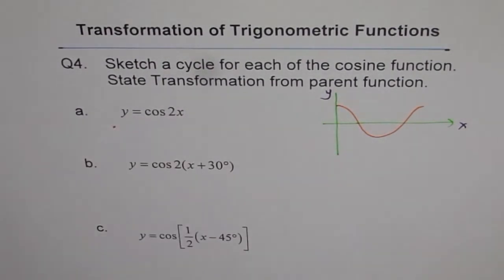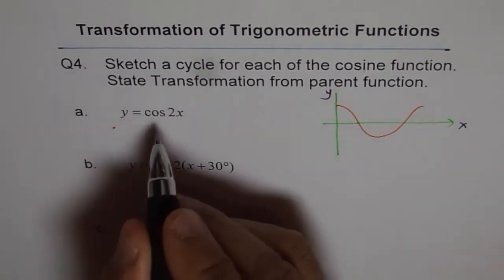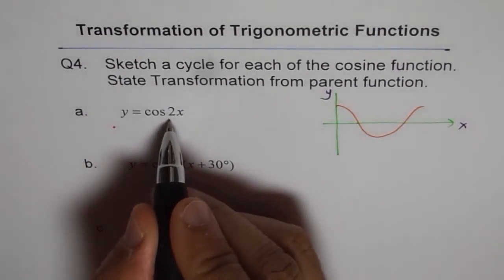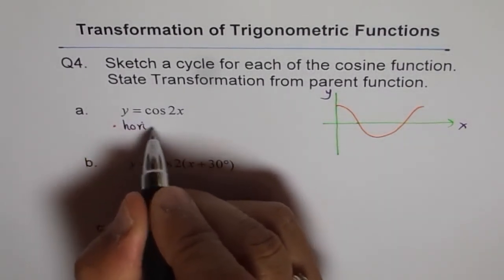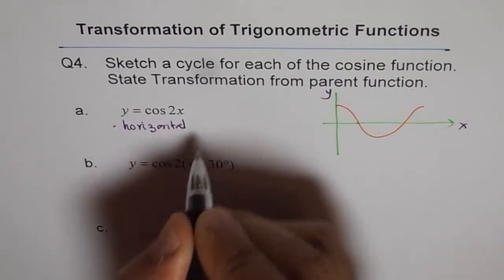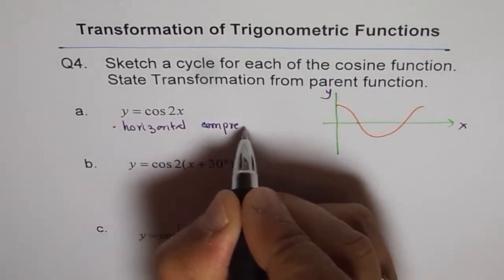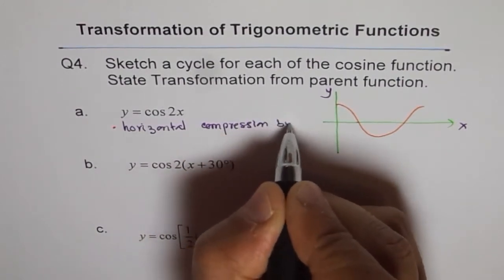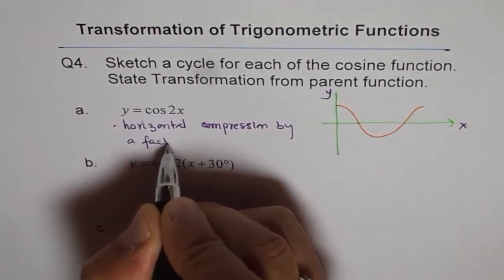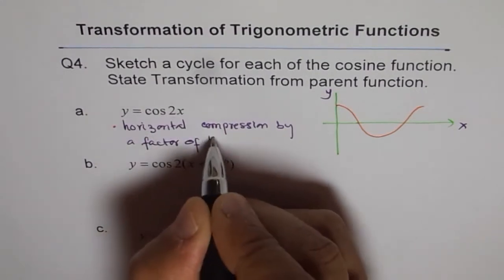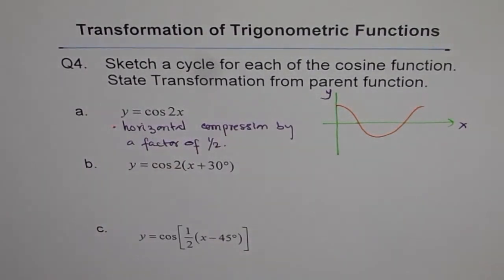So the only transformation here is a horizontal compression by a factor of 1/2, correct? So that is the transformation. And what does that reflect? It reflects on the time period. So instead of the time period being 2 pi, it has become pi, or being 360 degrees, it is 180 degrees now. So that is the major change.